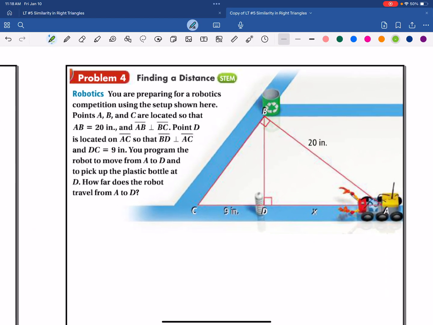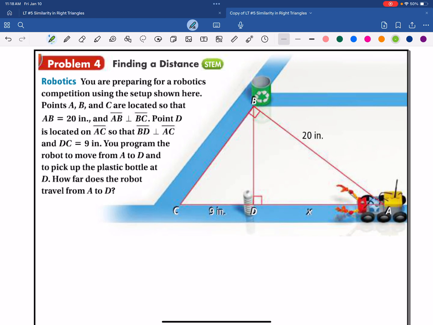And this is a great extension problem. I want you to pause the movie. Now keep in mind this whole length is 9 plus x. Pause the movie and then press play when you are finished.